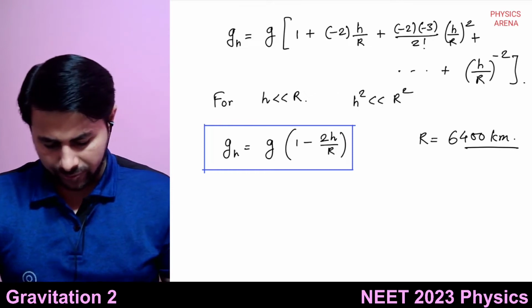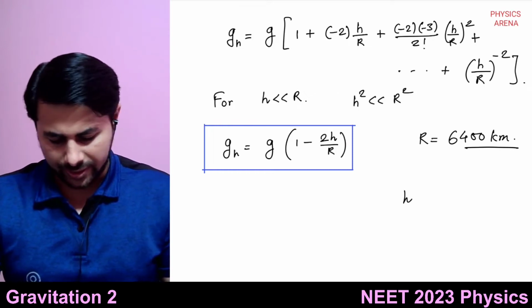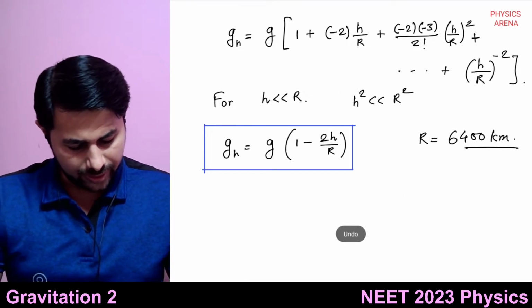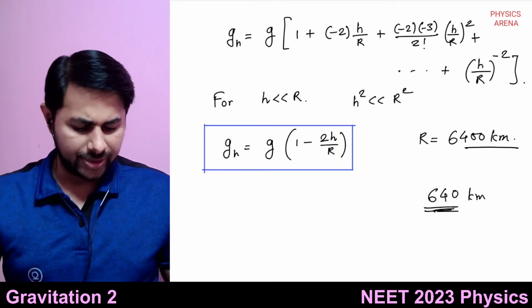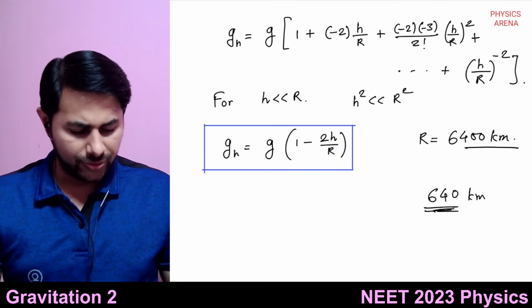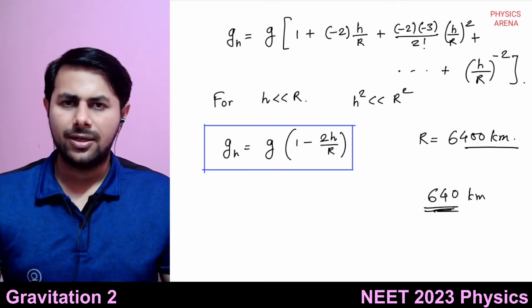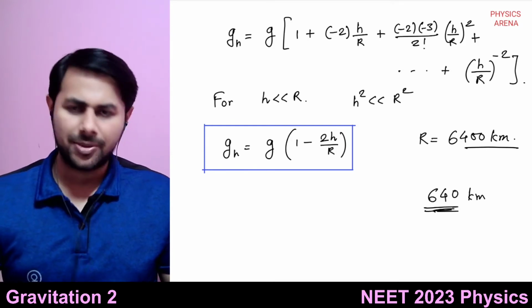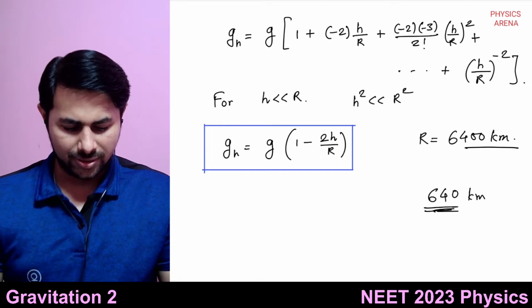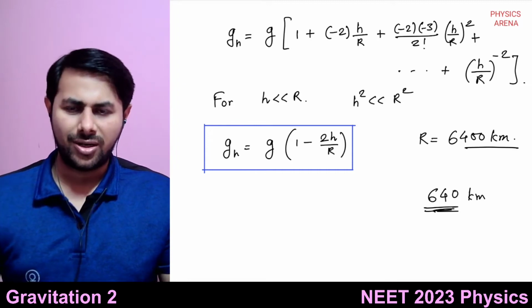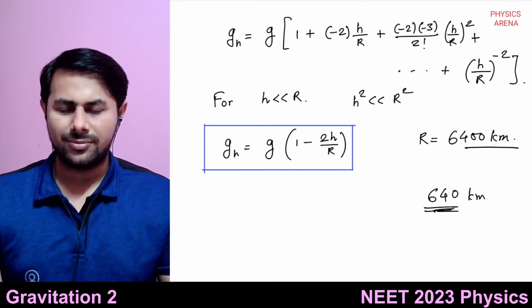So when h is up to 10%, how much is 10%? 640 kilometers. So till that much height, it will still give you fairly good results. After that, the results won't be good. So is it clear in what case, what formula to use?